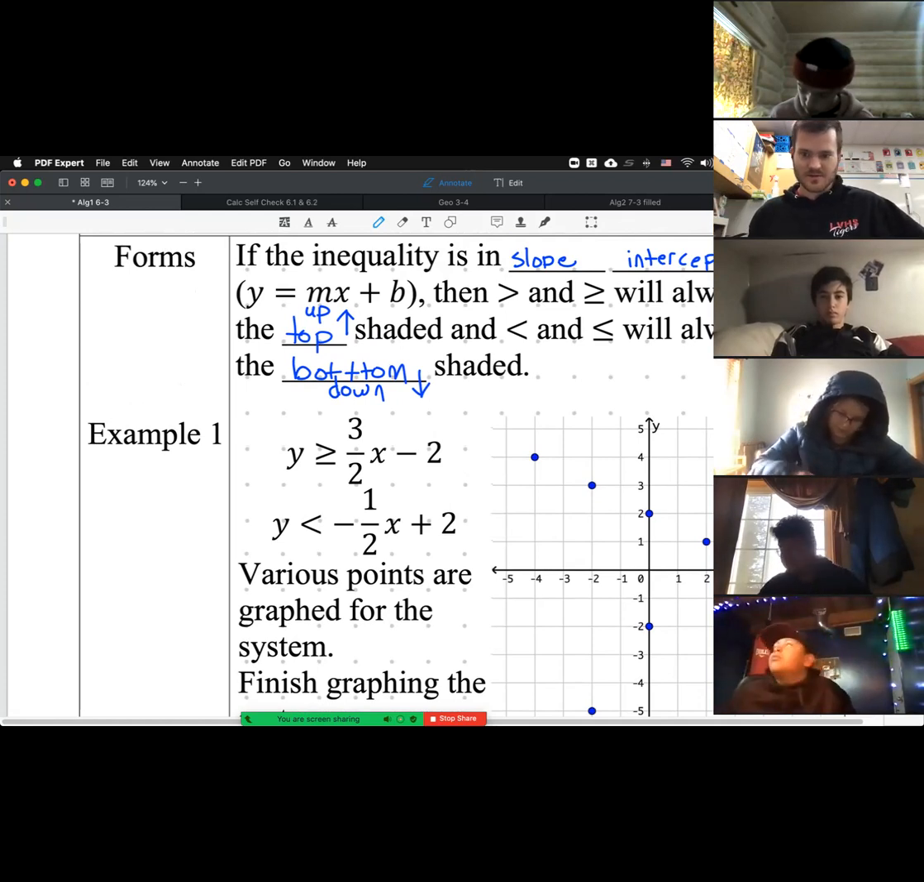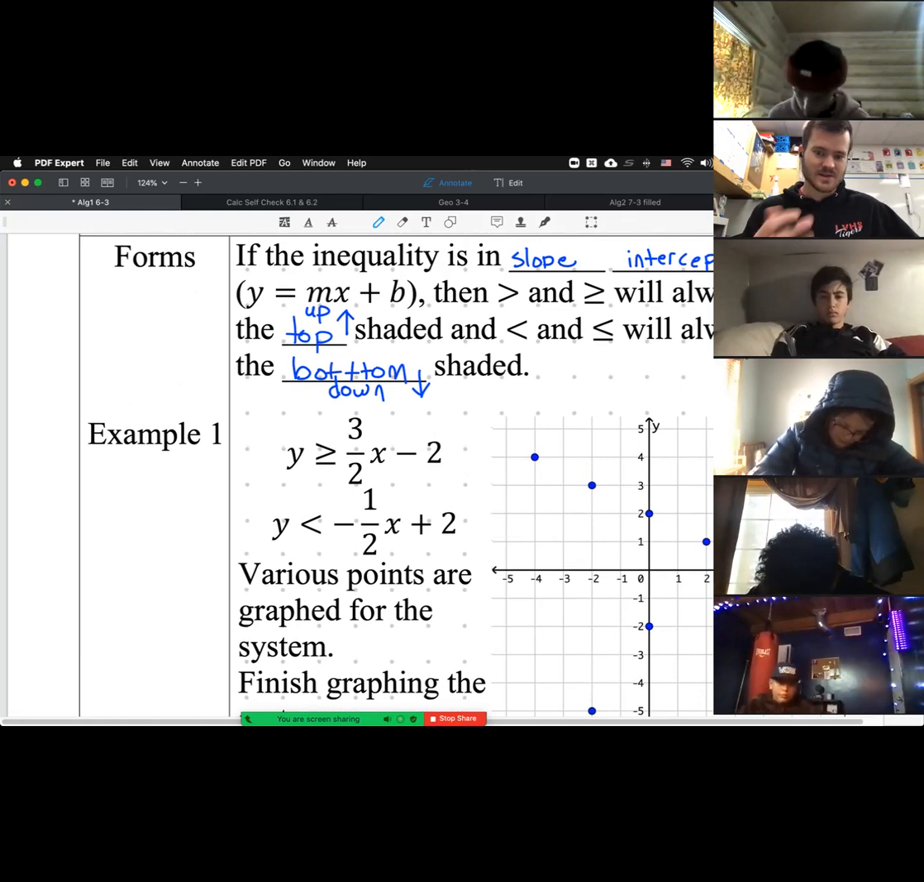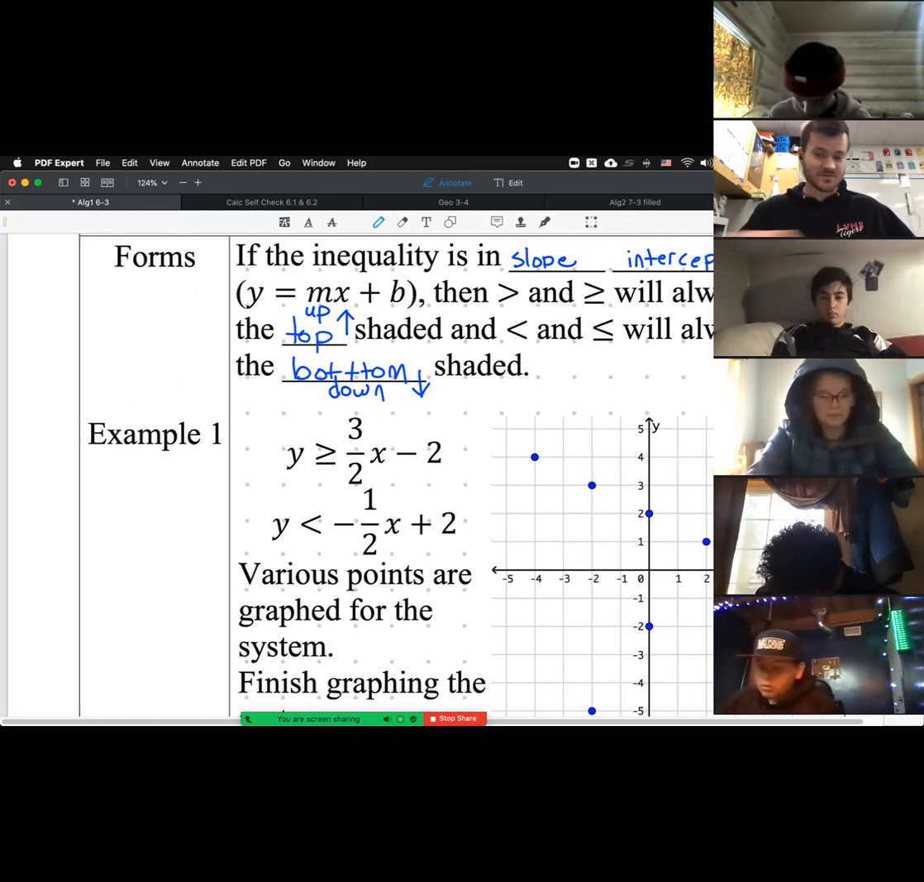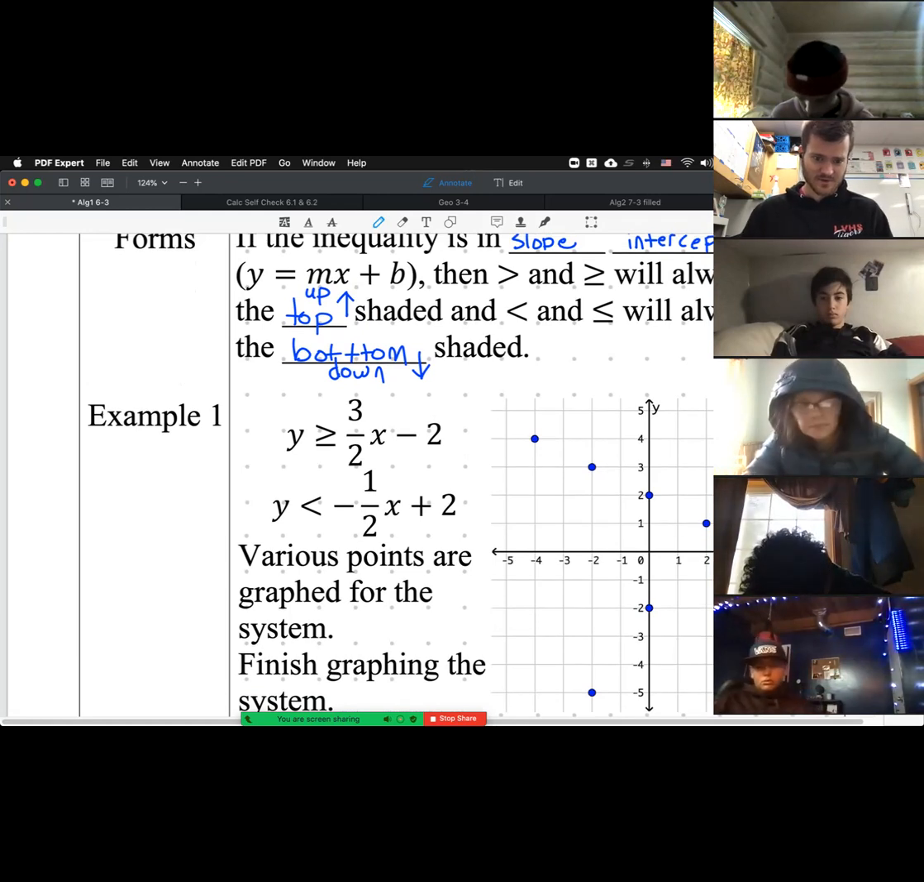So we don't have to worry about trying to figure out how to graph those, even though you should know how to do that. We will eventually be doing that just from nothing. So you will have to remember eventually. For now, easy baby steps. So various points are graphed for the system. We need to finish graphing.